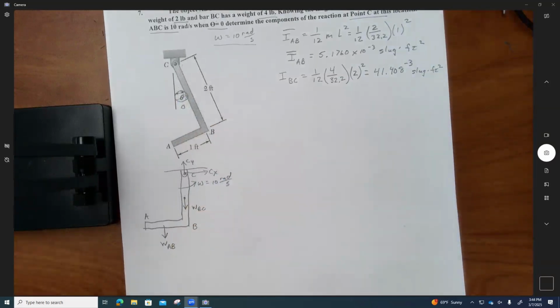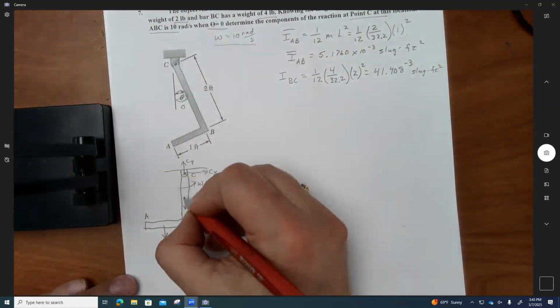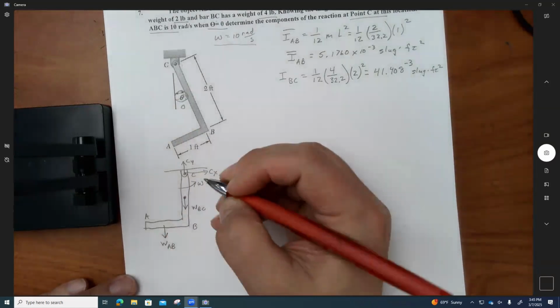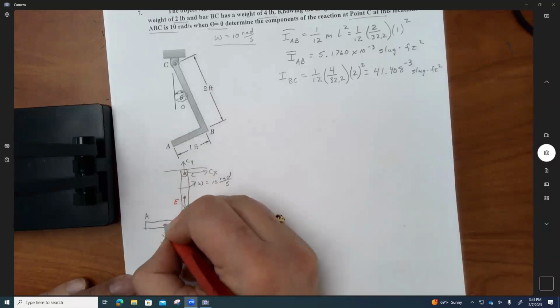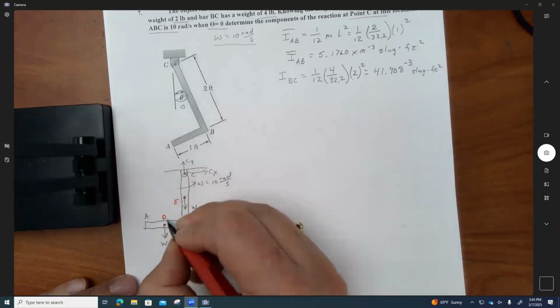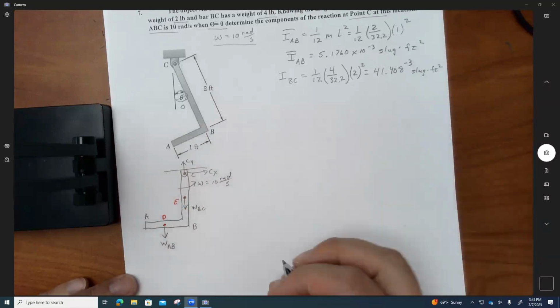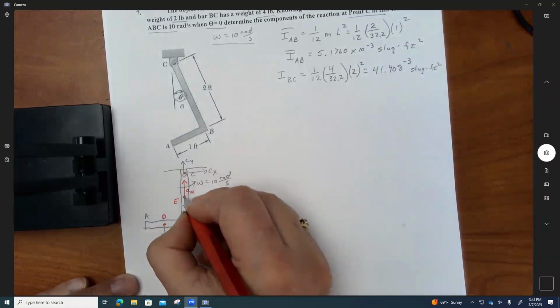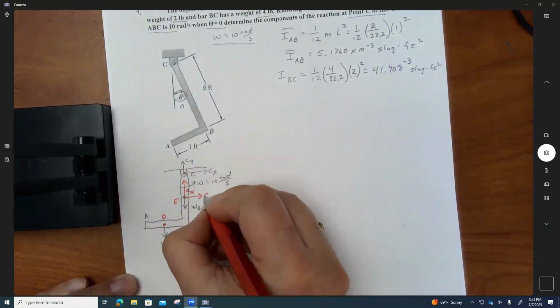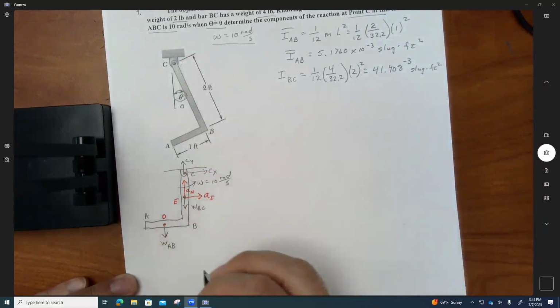And then I'm going to look at the dynamics part of the problem. We've got all of our forces listed. We're going to have a center of gravity here, which I'm going to label E, and I'm going to label this D, E, A, B, C, D, E. And we're going to have a normal component for the acceleration at E, and we're going to have a tangential component of the acceleration at E.